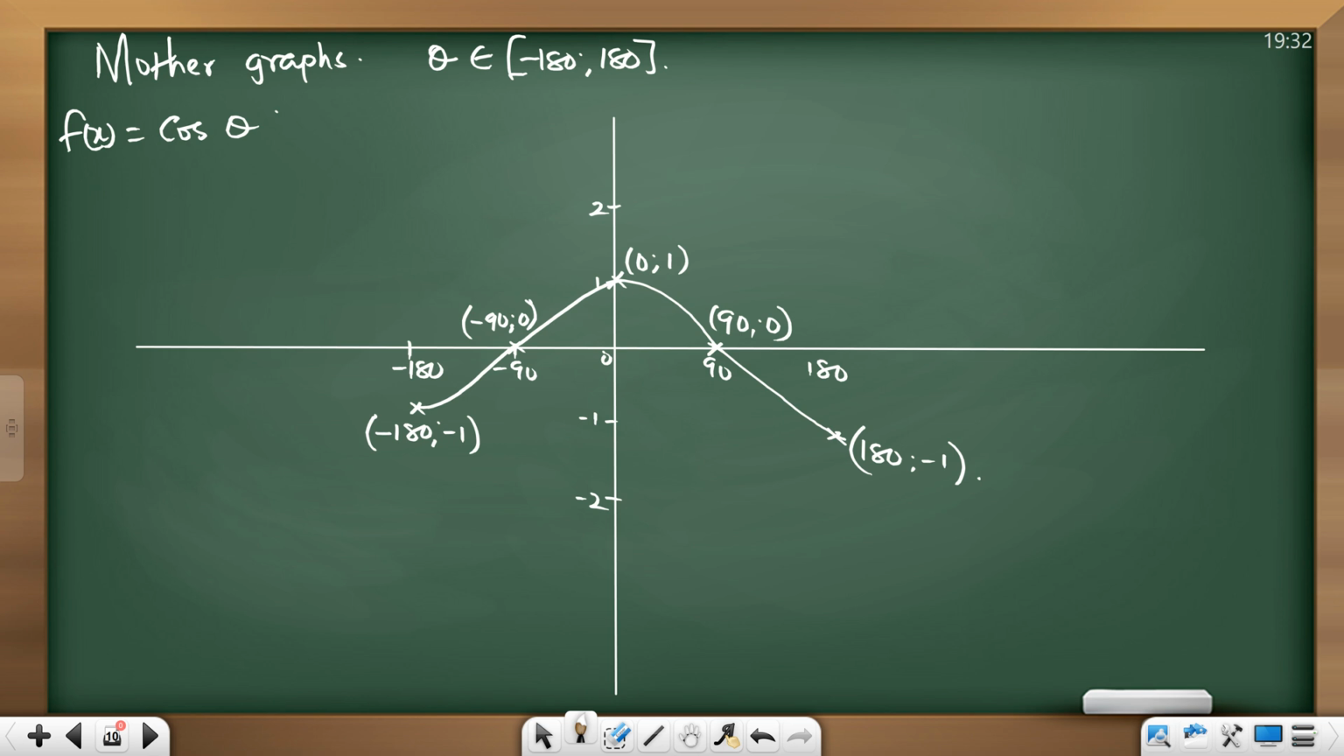Mother graphs. It helps to know the mother graph. Just helps. But we can answer the question without the mother graphs, but it's faster when you have your mother graphs at the back of your mind.